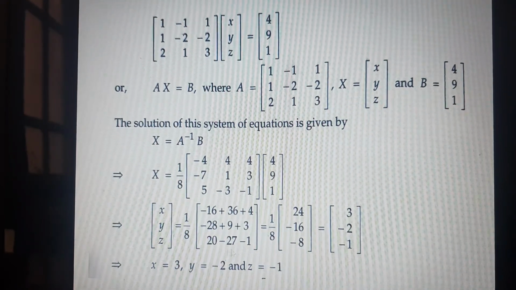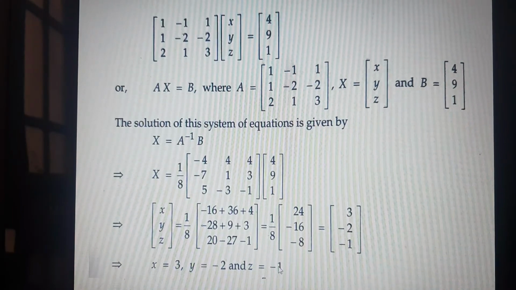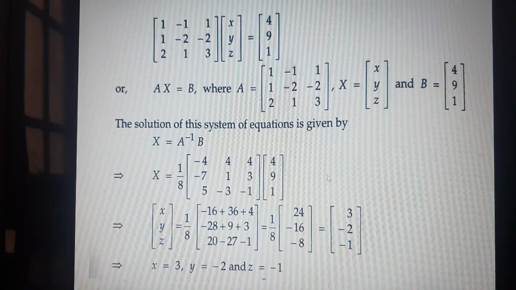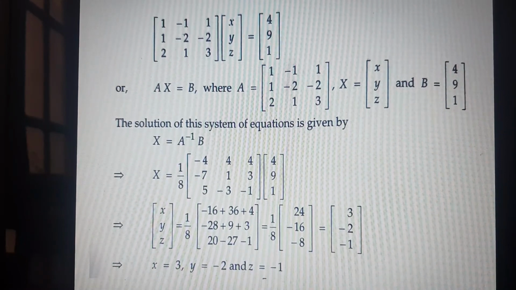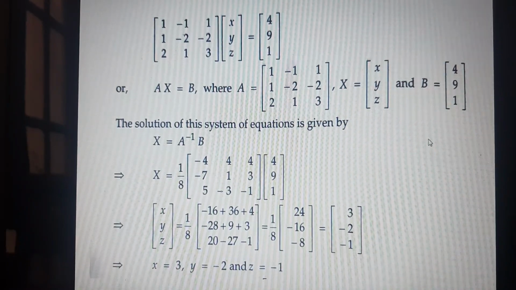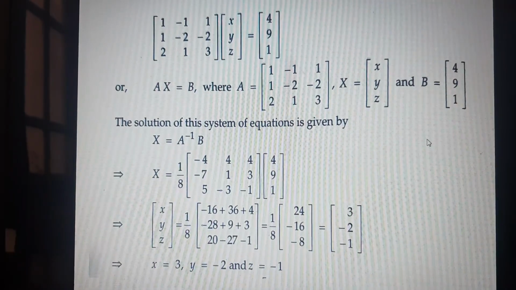You can always check the answer by substituting these values in the equations. So these are other questions of the matrix method which are asked in the board exam also. So practice this from the NCERT book also. Thank you.